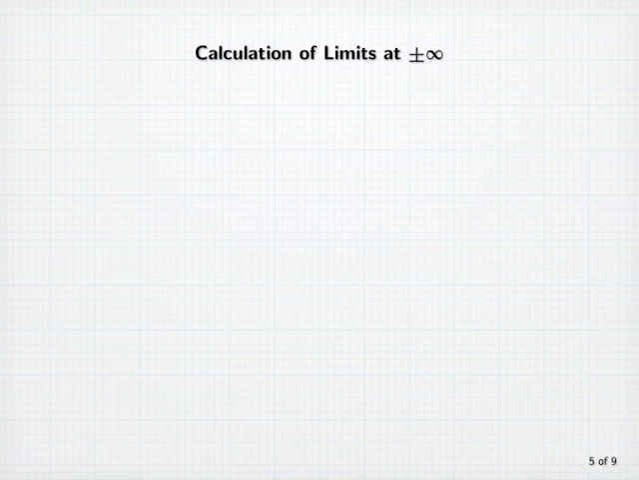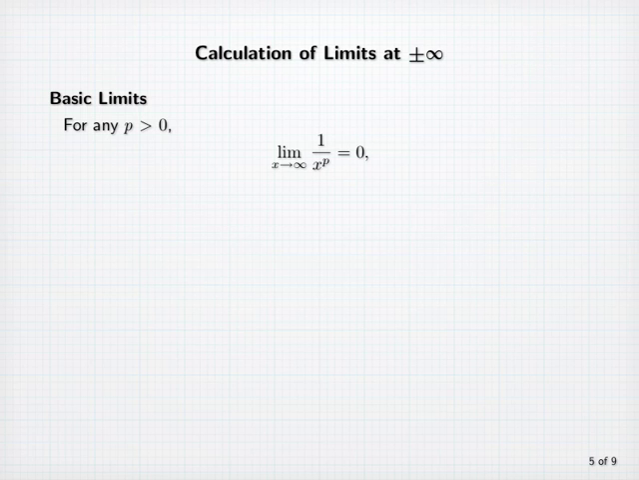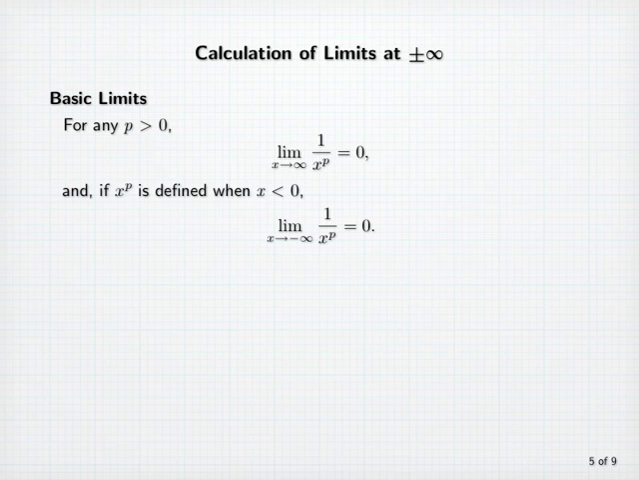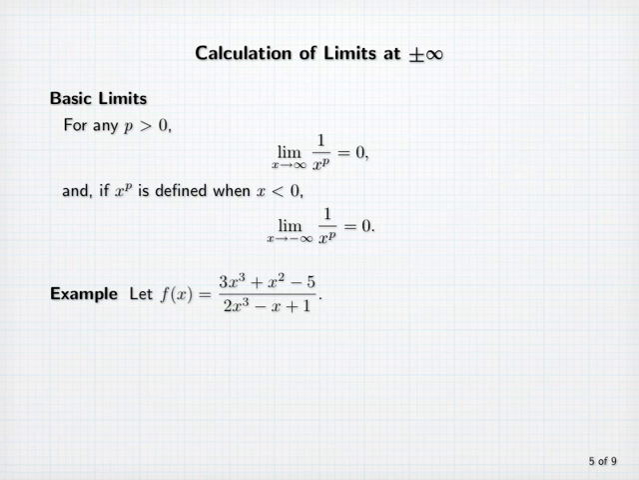Calculation of limits at plus and minus infinity. Some basic limits. For any p greater than 0, the limit as x goes to infinity of 1 over x to the p is equal to 0. And if x to the p is defined when x is negative, the limit as x goes to minus infinity of 1 over x to the p is equal to 0. Now let's look at an example to see how these limits are used.